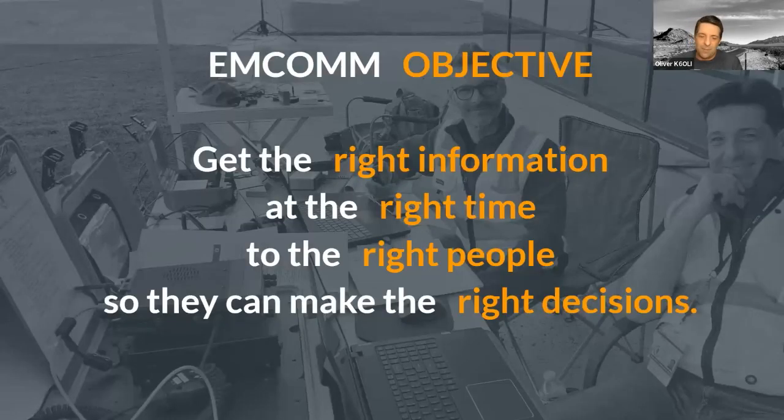The objective in emergency communications is always, as far as I'm concerned, to get the right information at the right time to the right people so they can make the right decisions. Our job as radio operators, as communicators, is to be a circuit when other circuits are broken. Commercial circuits, agency circuits, that's really where we do the most good.